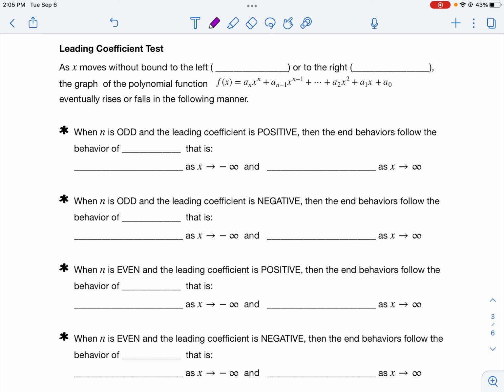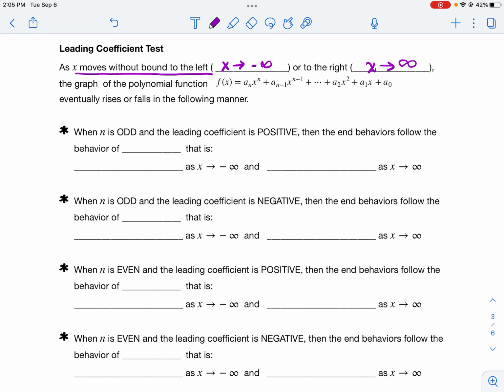As x moves without bounds to the left, and how do we write that? Well, we write x goes to negative infinity. So that's what x moves without bounds to the left. So I'm going to the left of my graph when x is extremely small. So I'd write x approaches negative infinity, because that's what that means. Or moves without bounds to the right, x is approaching infinity.